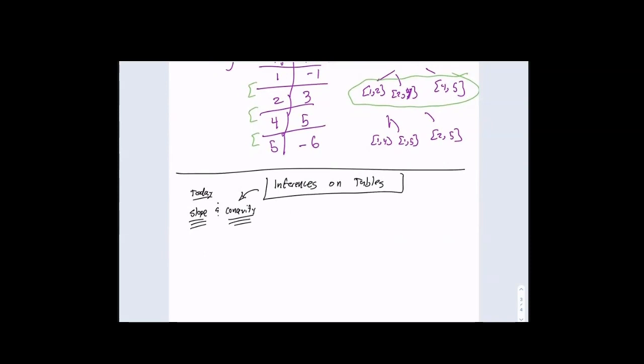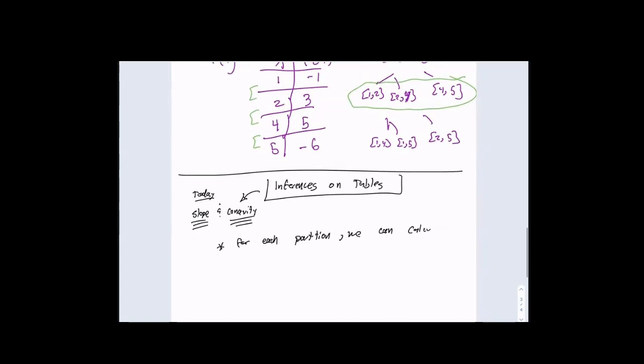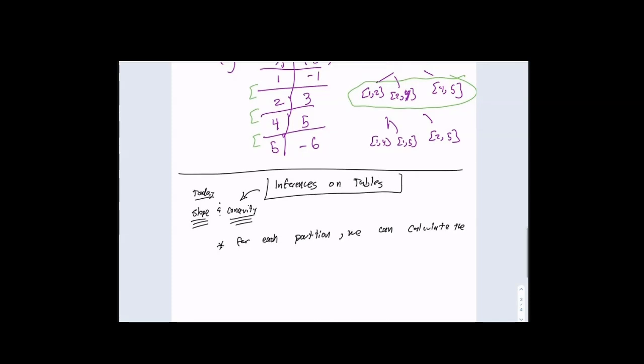Okay? And to do these problems, for each partition, we can calculate the average rate of change, the AROC, or slope, and infer what must and what could be true.